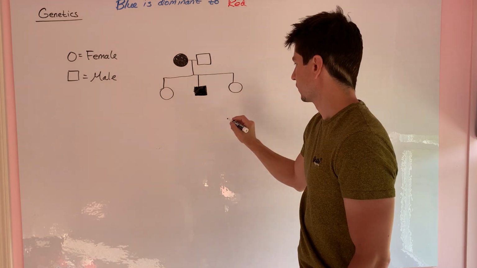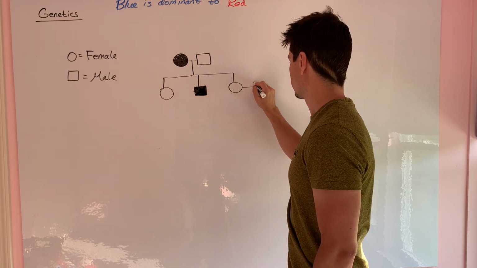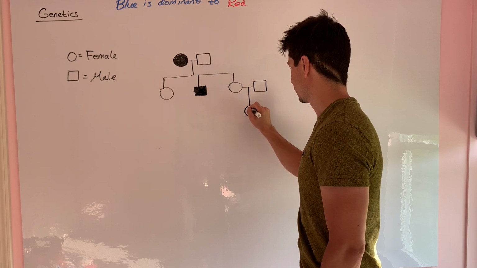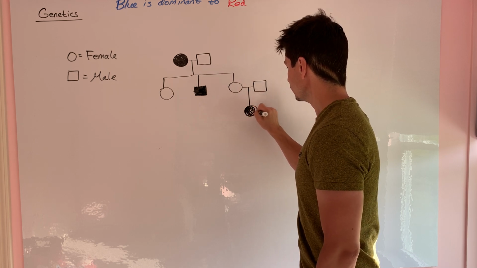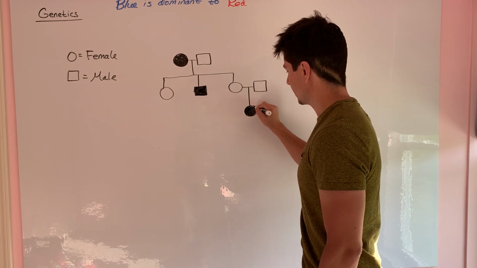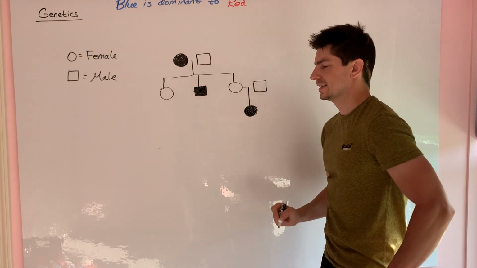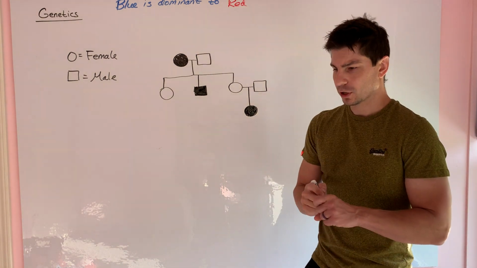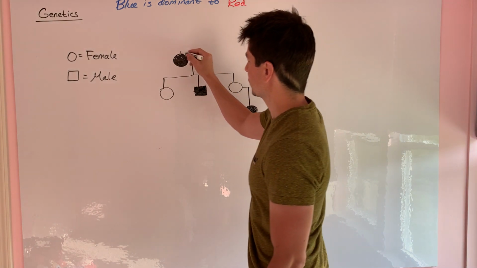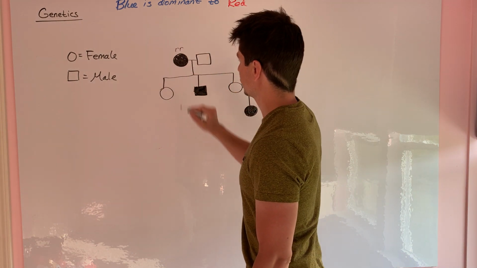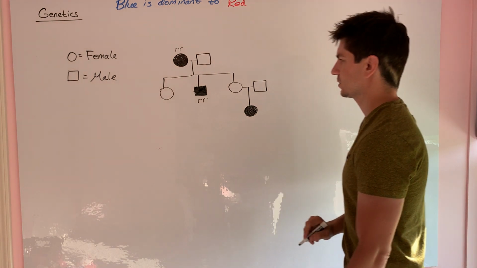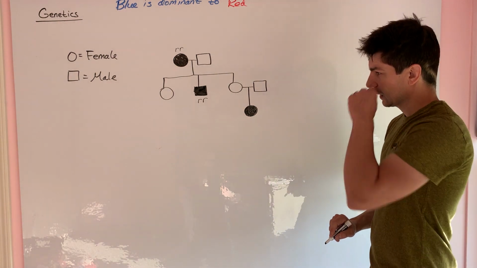Okay? Now, cystic fibrosis, this is a disease that is inherited only if you are homozygous recessive, okay? So this tells us that this person here is homozygous recessive. That tells us this person here is also homozygous recessive, okay?